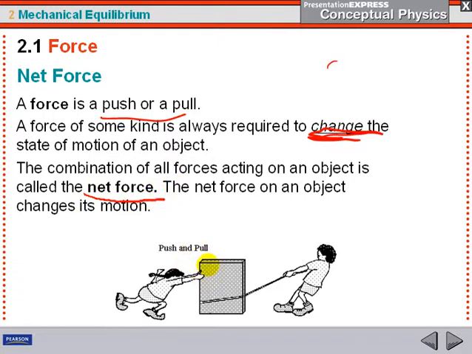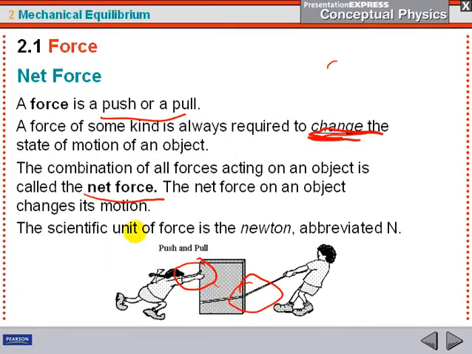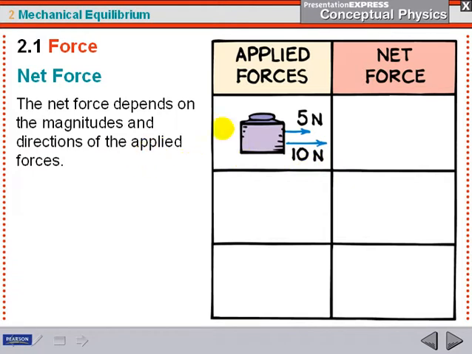That's looking at this girl's pushing combined with this guy's pulling. What's the net force on that box? And our unit for this is the Newton, which is abbreviated with a capital N. The unit of force is a Newton, and it's named after Sir Isaac Newton, of course. So let's look at these here.